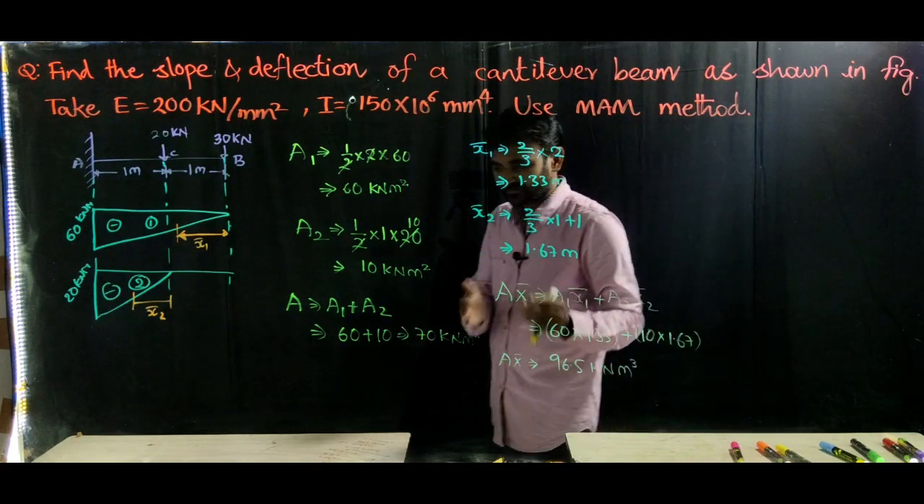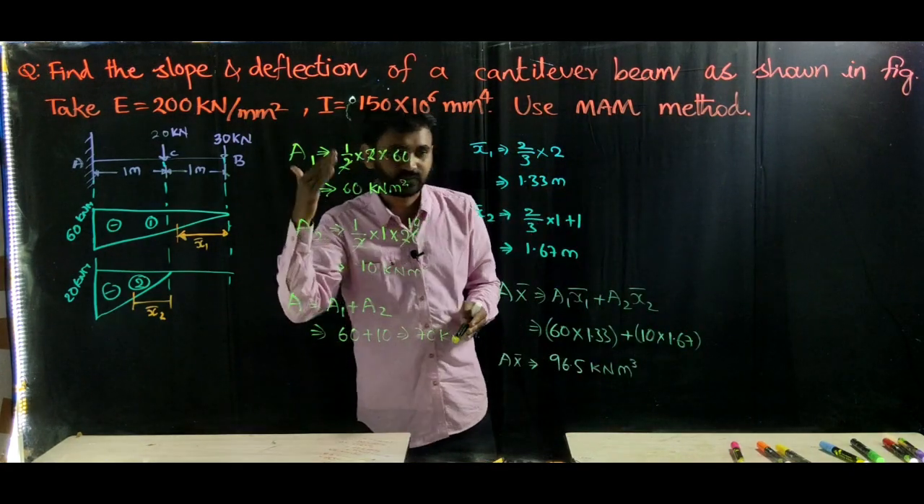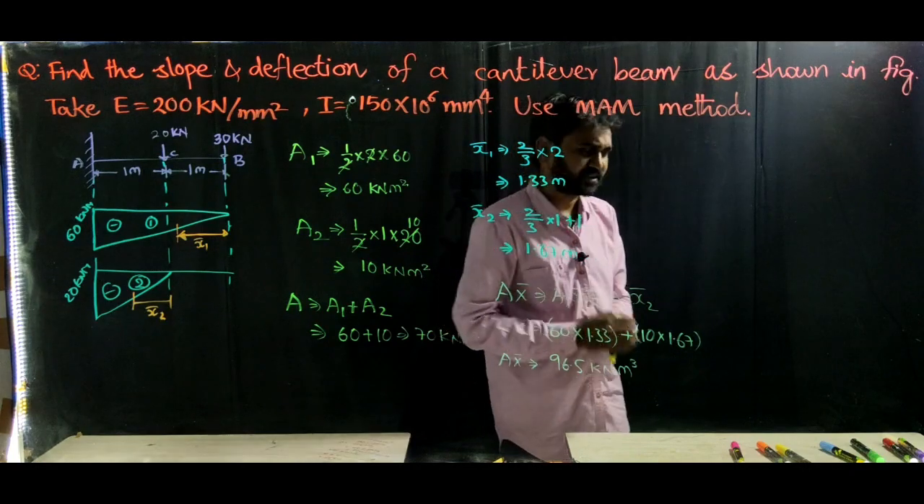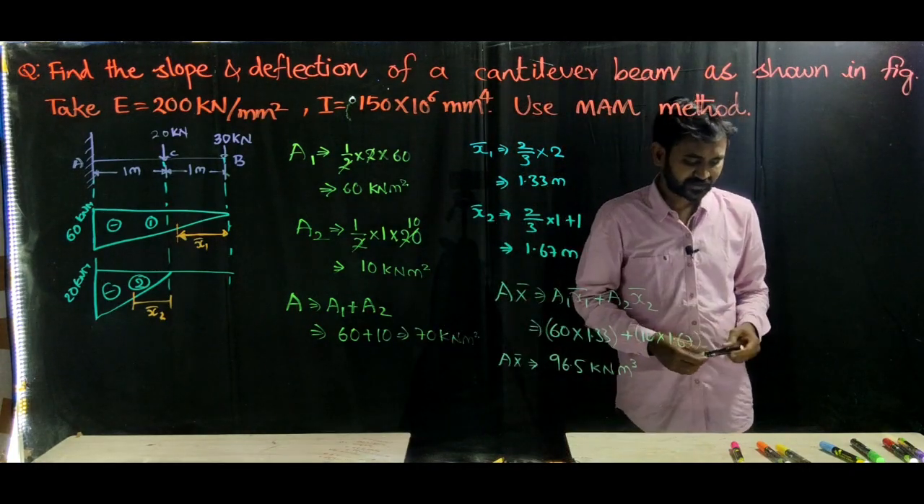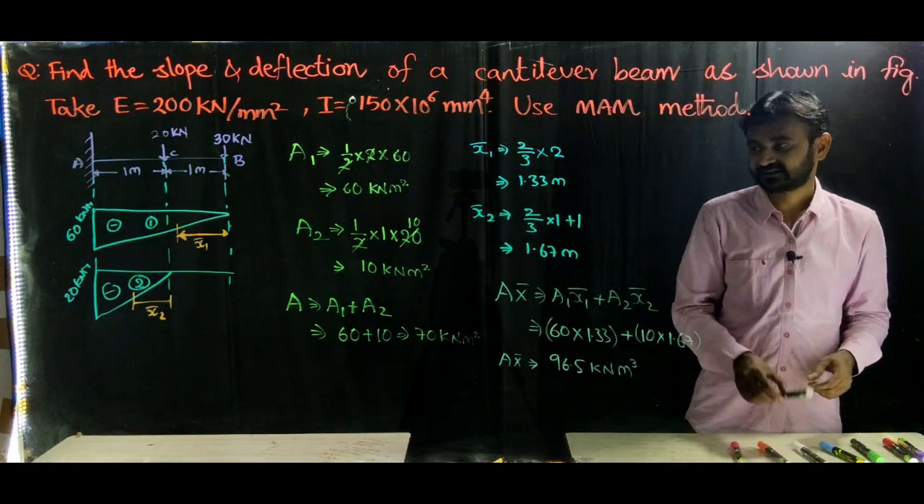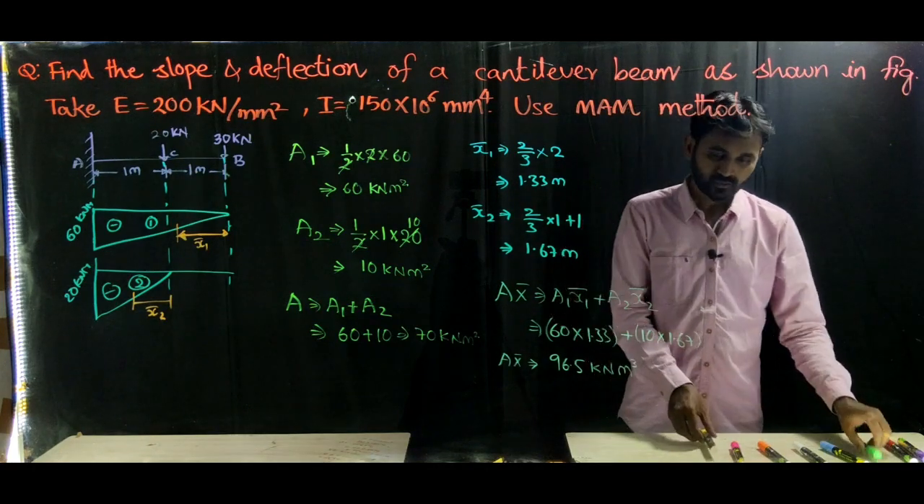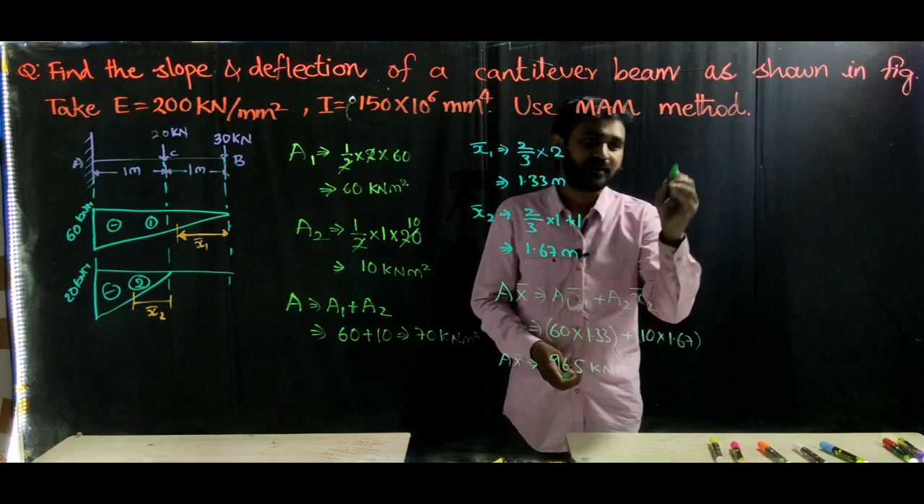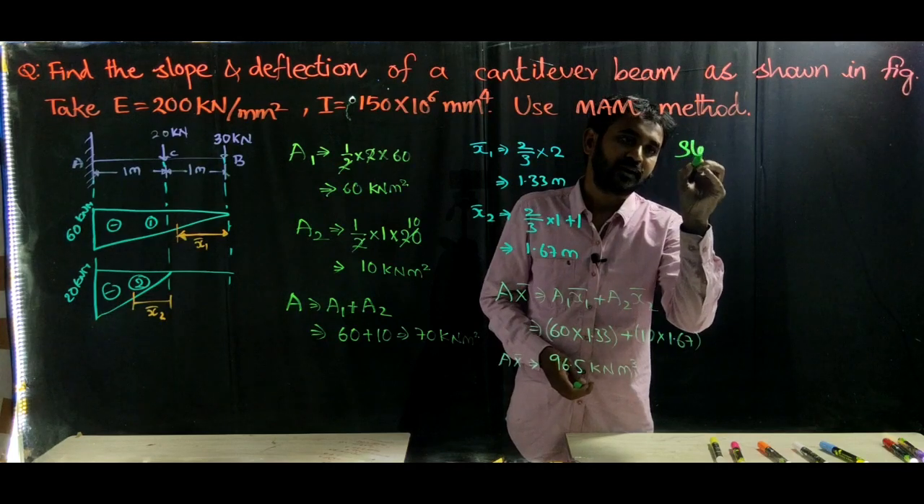Now you got A x bar, you got the areas A1, A2, x1, x2, everything. Then what is left? Yes, simply you have to go for slope and deflections. Slope, I am writing here slope.